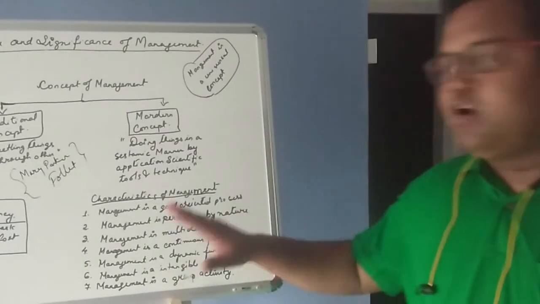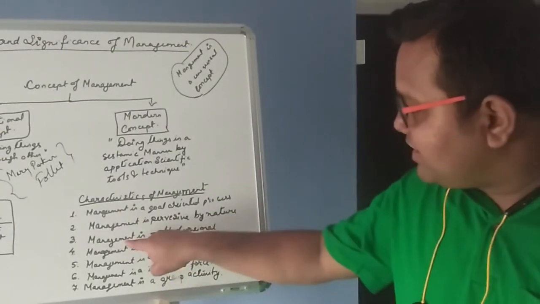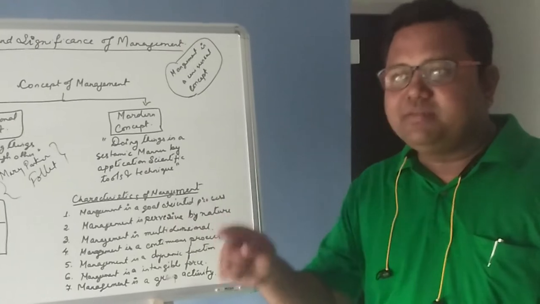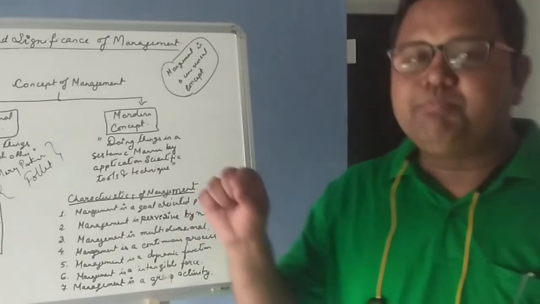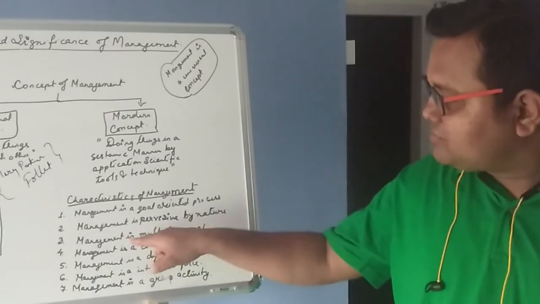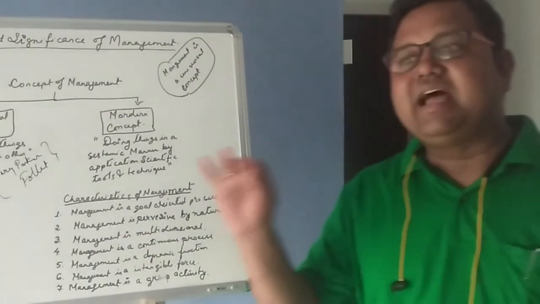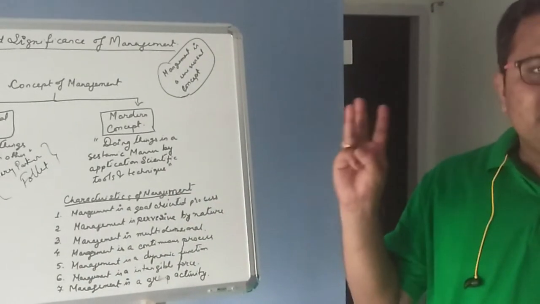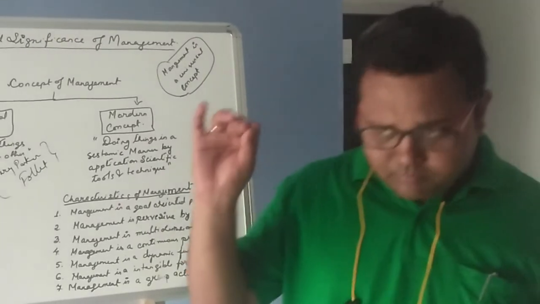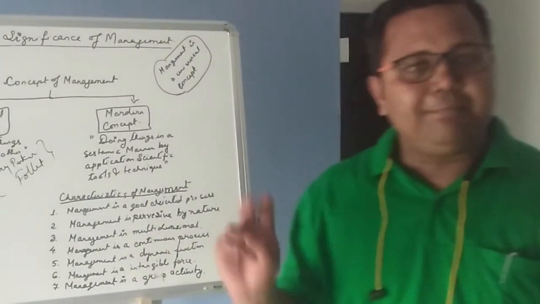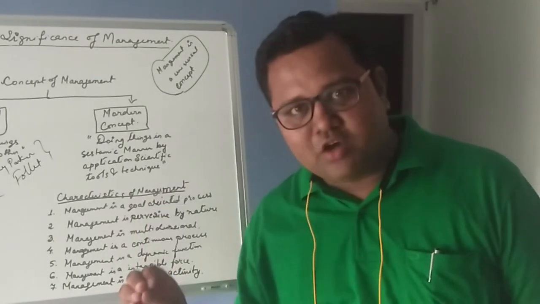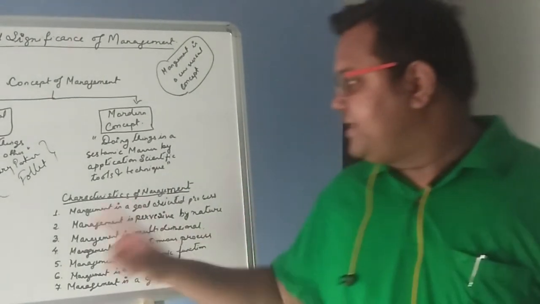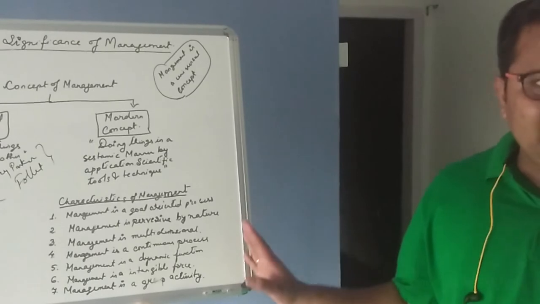In the third characteristic, we have seen that management is multidimensional. Multi means many. Dimension means paths or ways. Management is multidimensional means what? It has various ways. Basically, management has 3 dimensions: management of work, management of people, and the third one is management of operation. These are the 3 ways for which we say management is multidimensional by nature.